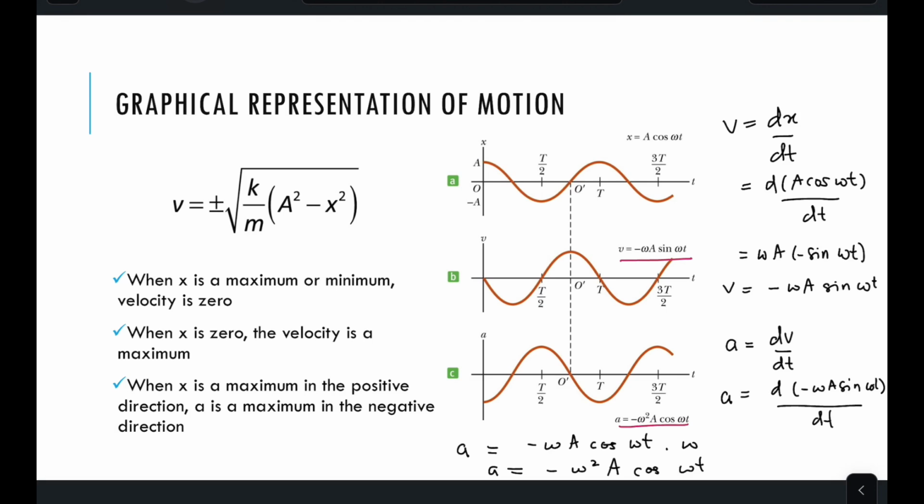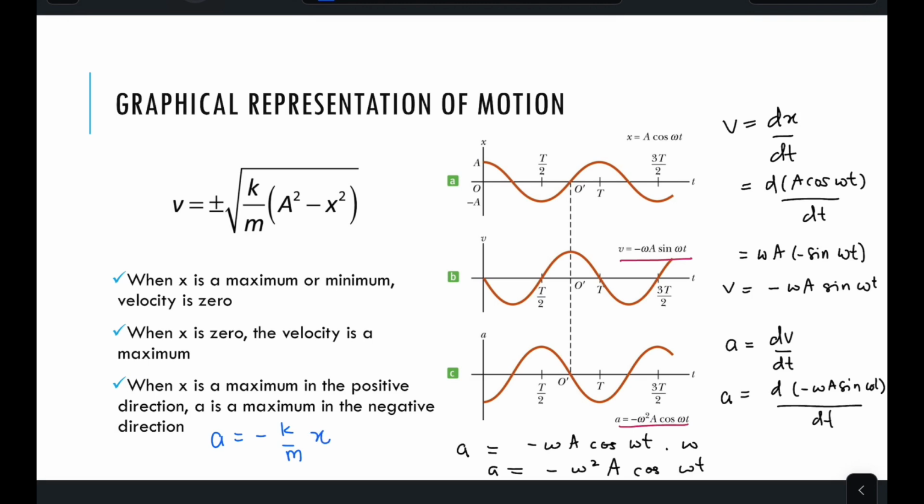Now, third one, when x is maximum in the positive direction, a is maximum in negative direction. Take a look. X is maximum in positive direction. How about the a, the acceleration? Negative, maximum in terms of value, but in negative direction. So that is how we read the equation. In terms of acceleration as a function of position, let's recall this equation: a is equivalent to negative k over m times x.